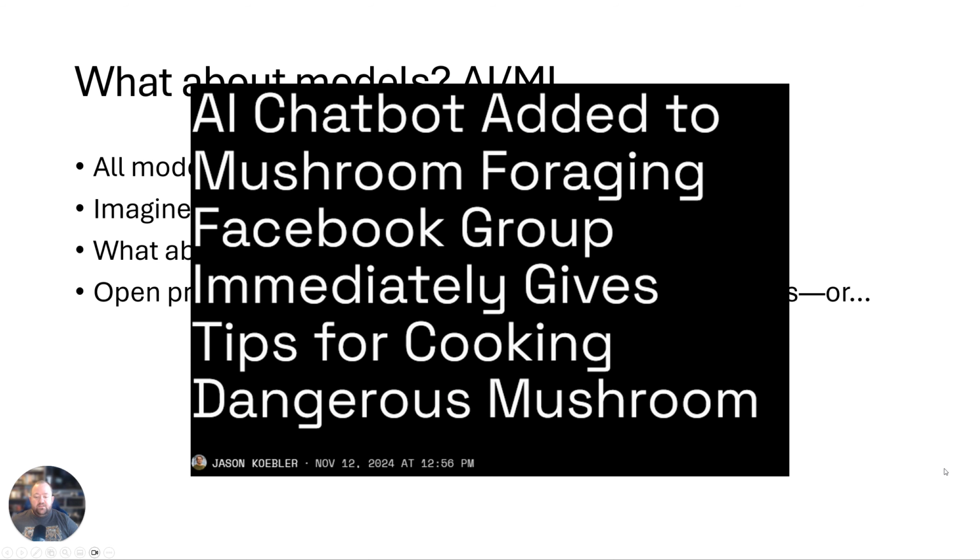One of my favorite instances, also from last year, was somebody added an AI chatbot to a mushroom foraging Facebook group, and the chatbot immediately started giving recipes for cooking deadly mushrooms. There was also a similar instance right at the beginning of when ChatGPT blew up last year, where folks were using AI to generate their own books and putting them on Amazon. And one of them on mushroom foraging literally had pictures of deadly mushrooms and instructions on how to forage and eat them.